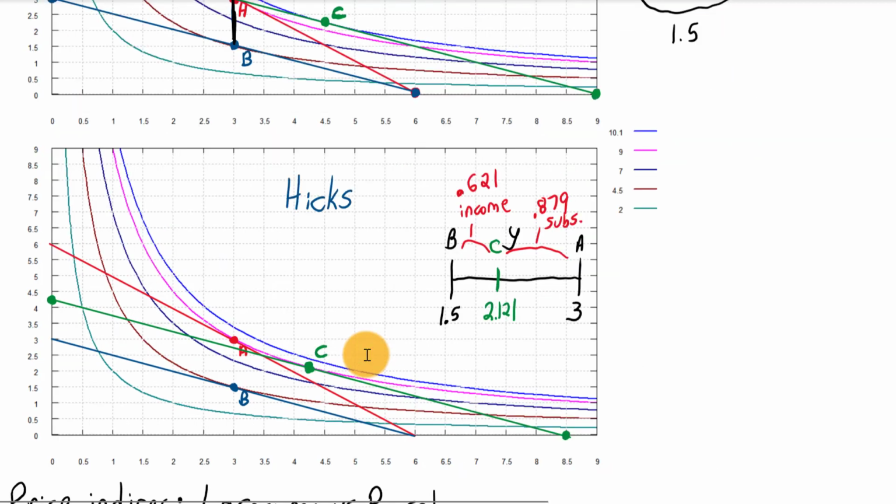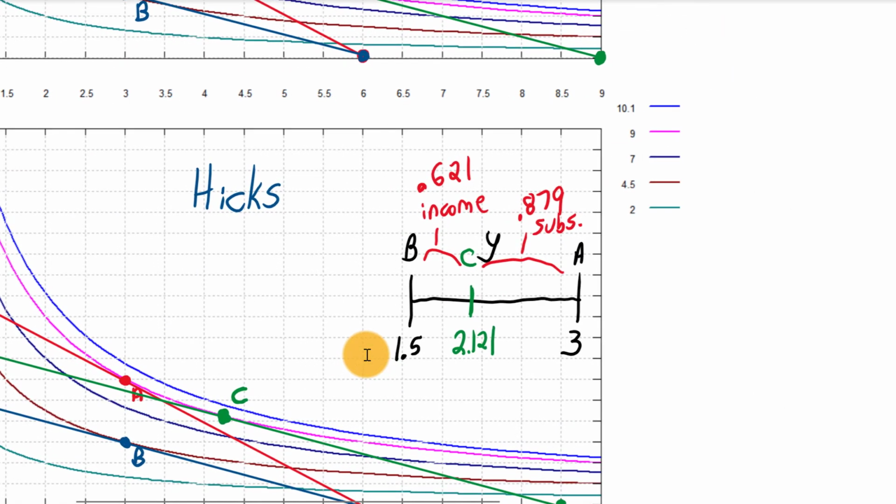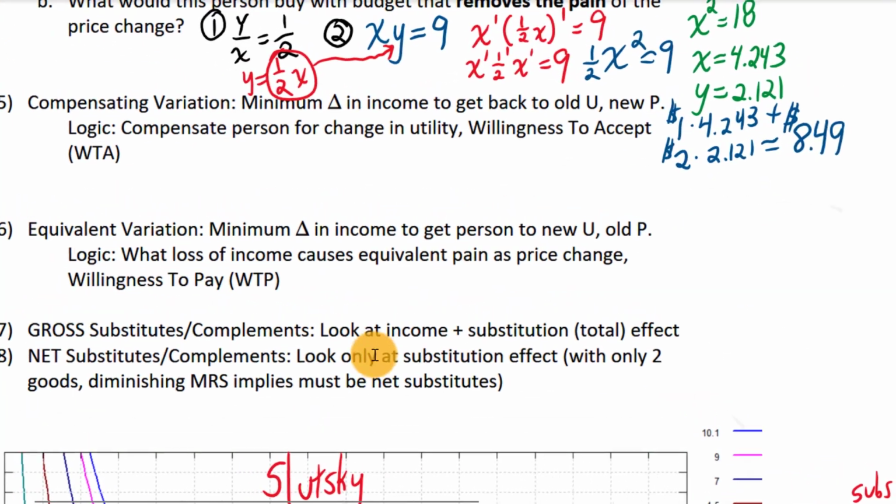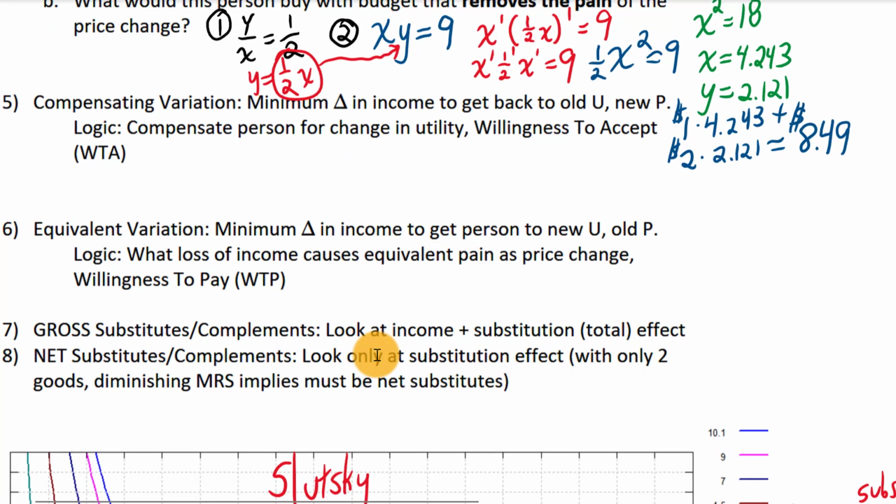the substitution effect. So again, just visually comparing our little diagram here to what we got up here when we were looking at Slutsky. Now let's talk about compensating variation and equivalent variation briefly. Compensating variation asks, what is the minimum change in income that we need to get the person back to the old utility at the new prices? The logic here behind calling this compensating variation is we want to compensate the person for their change in utility. So we're asking, how much money would we have to give them to get them back to the old utility at the new prices? Compensate them so they're not worse off, they're not less happy.